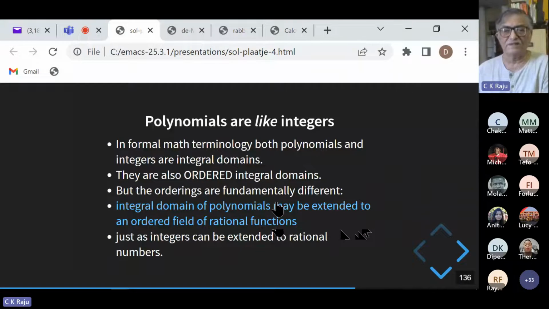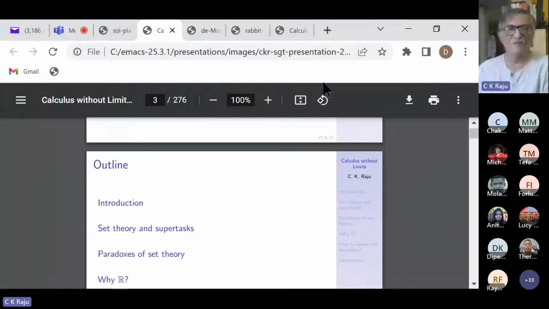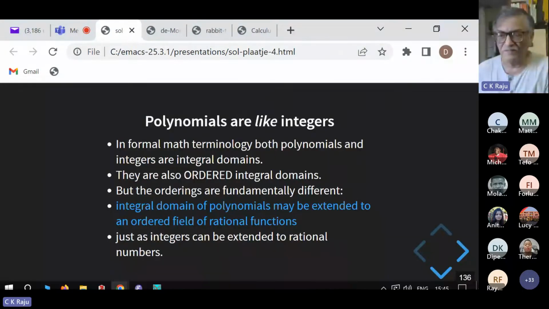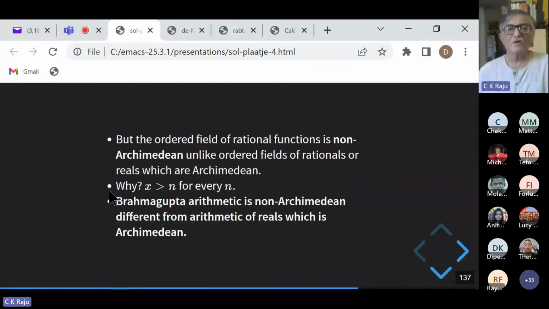Well, this is a link where I've done all this. I don't think I have enough time left. All right. So let me just explain the rest of it quickly. So the key point is that the field of rational functions is non-Archimedean.